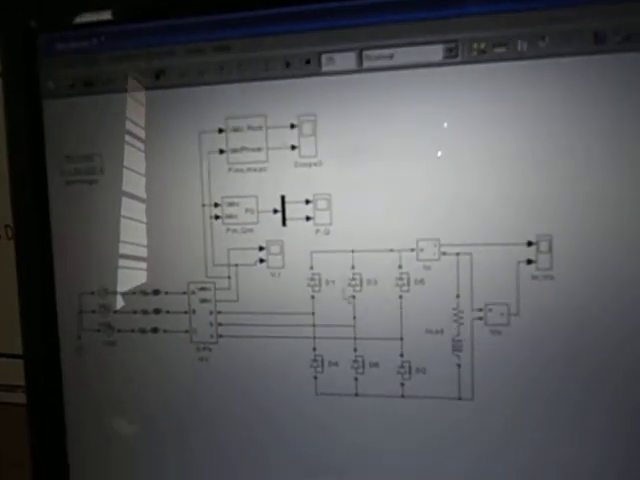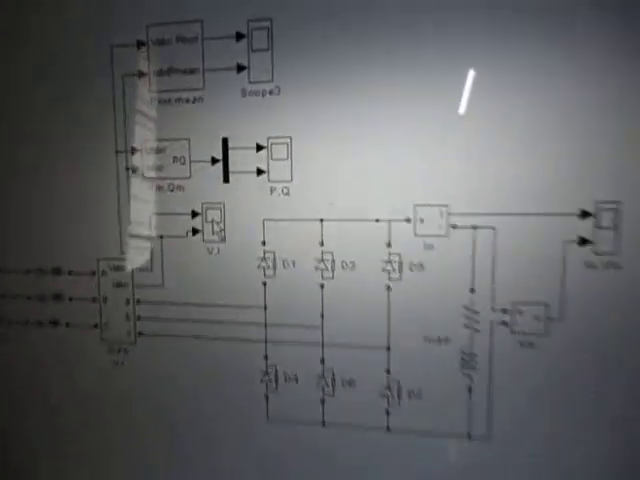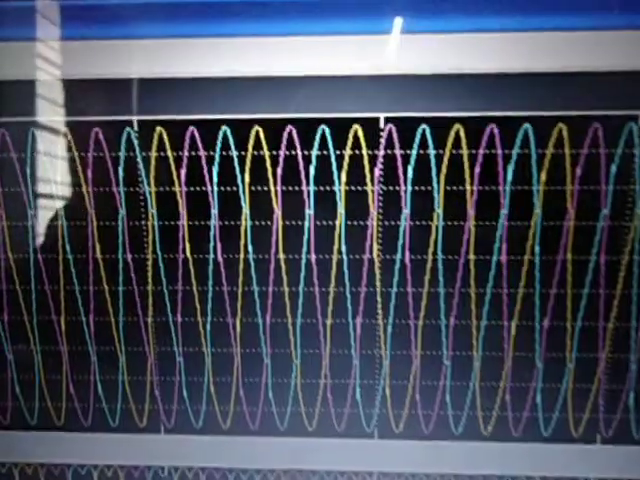This is the simulation circuit of AC mains supplying a non-linear load. This is a non-linear load and this is the AC mains, 3-phase AC of 415 volts. The analysis of the circuit is done by simulating the circuit. After simulating, we can observe the current and voltage waveforms. This is the voltage waveform and this is the current waveform.